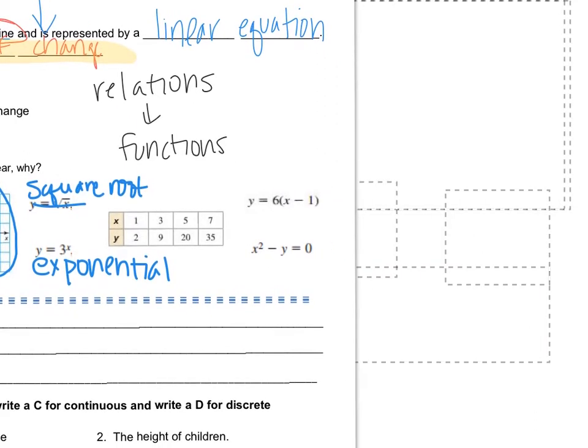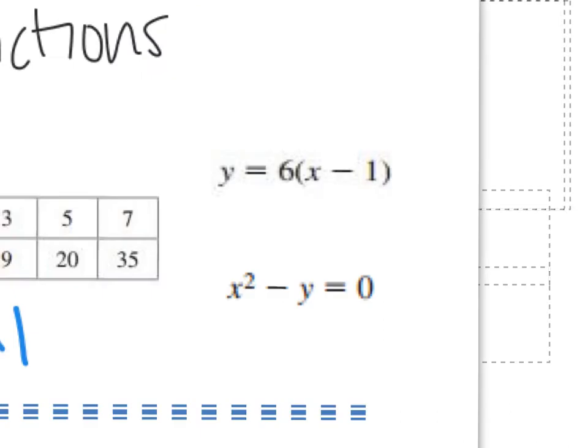The next one, I'm sorry, it's not really numbered, but this over here, y equals 6 times x minus 1. Well, if I were to work this out by distributing my 6 in, just to help me out a little bit, get rid of these parentheses, 6 times x is 6x, and 6 times negative 1 is negative 6. This right here, this is a line, because this is in y equals mx plus b form. So this one is linear.